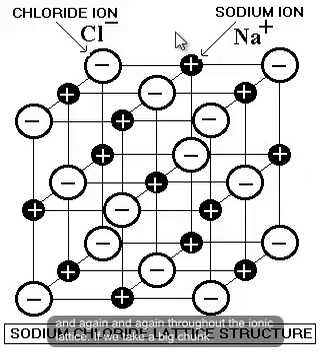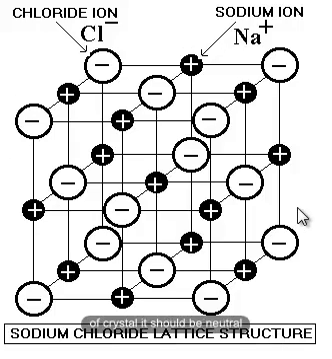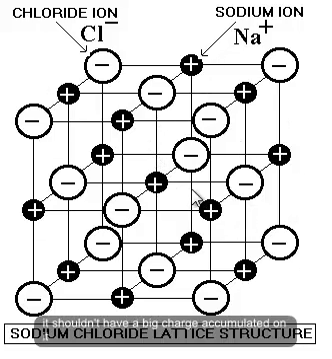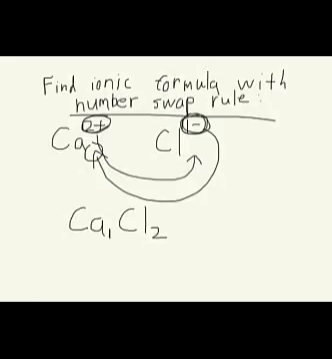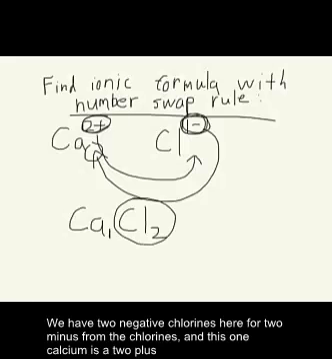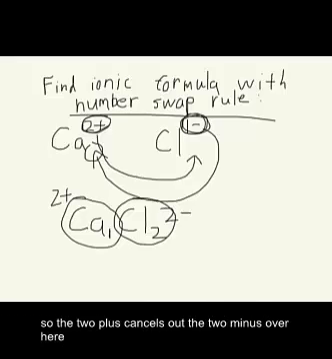lattice. So if we take a big chunk of crystal, it should be neutral. It shouldn't have a big charge accumulated on it. So the way for the big chunk to be neutral is for the formula itself to be neutral. So we have 2 negative chlorines here for a 2 minus total from the chlorines, and this 1 calcium is a 2 plus. So the 2 plus cancels out the 2 minus over here.